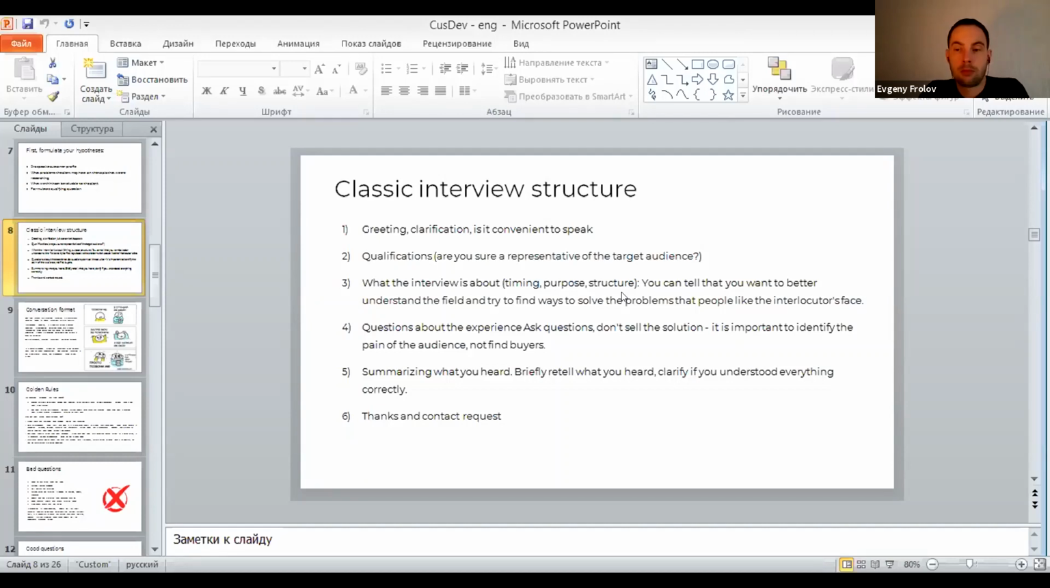The second point, as I mentioned, is qualification, to understand if this person is really representative of our target audience. Then you can tell a bit about the structure, the timing, and what kind of process you are studying, and then go deeply into pains.